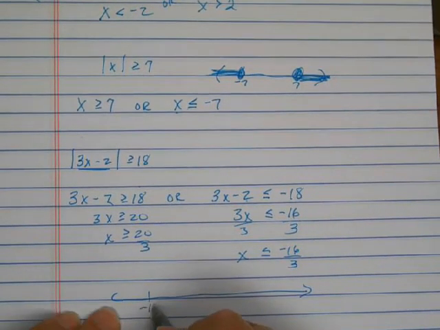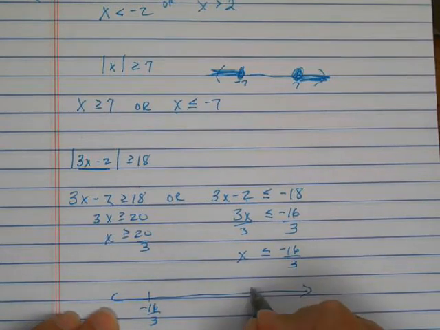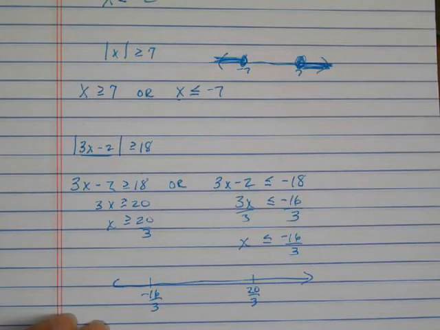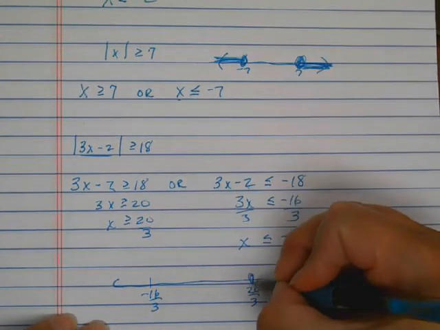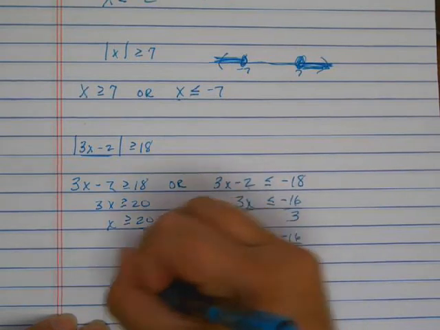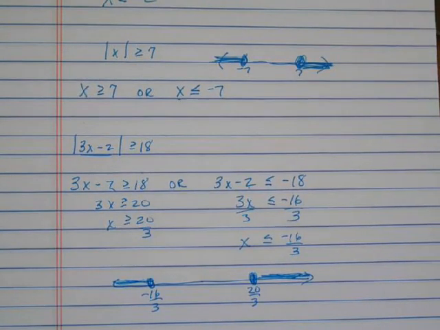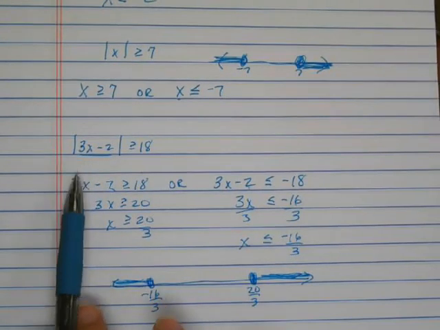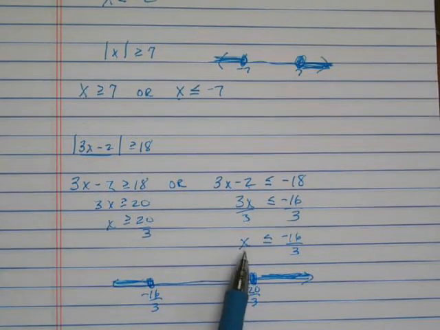So I'm going to have -16 here, and 20 is farther down the line to the right. So x is bigger than or equal to 20, so that's over here. And x is smaller than or equal to -16, and that's over here. I want to remind you, if you have one where it's negative inside here, and you have to divide by a negative, don't forget to reverse the symbol.